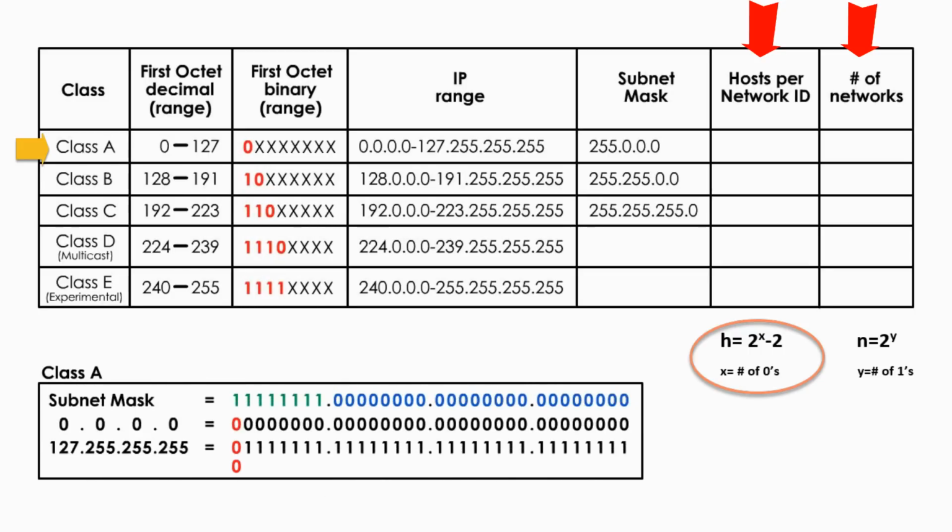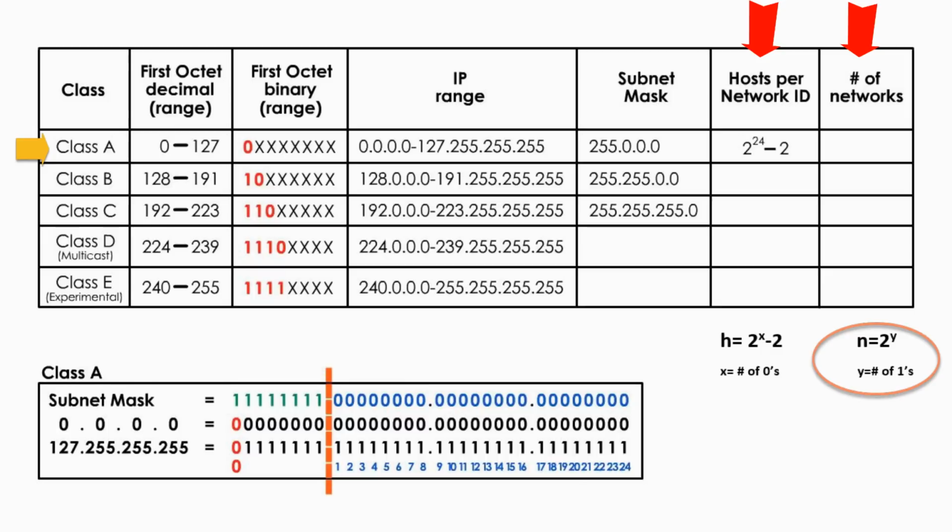Class A subnet mask has 24 zeros. Thus, the number of host IDs per network is 2 to the power of 24 minus 2. To calculate the number of networks for each class, we use the ones part of the subnet mask. For example, the Class A subnet mask has 8 ones, but the first bit is always 0, which effectively reduces the number of useful bits in the network portion to 7 bits. Thus, the number of networks is 2 to the power of 7.